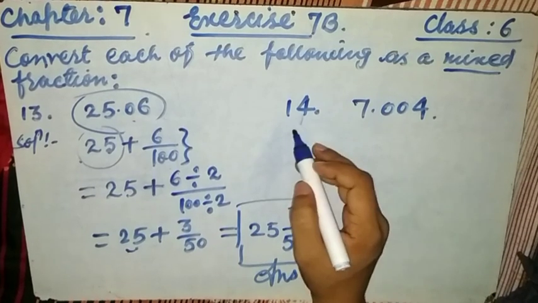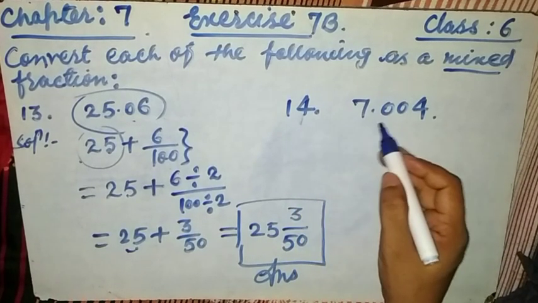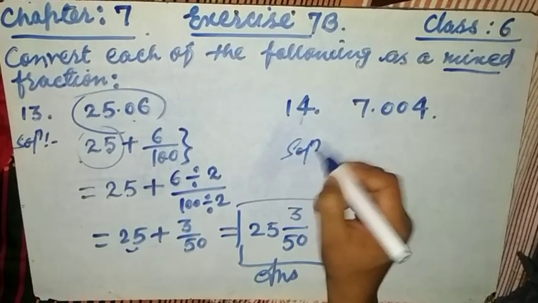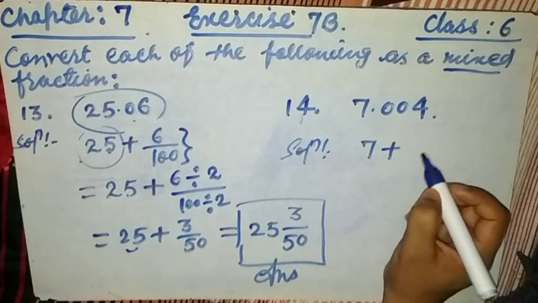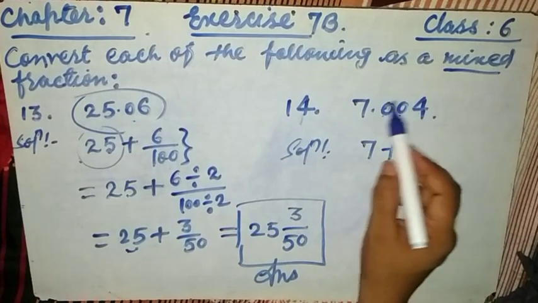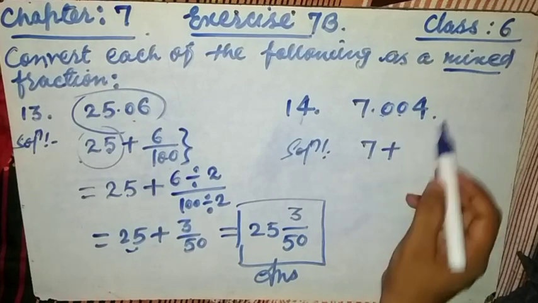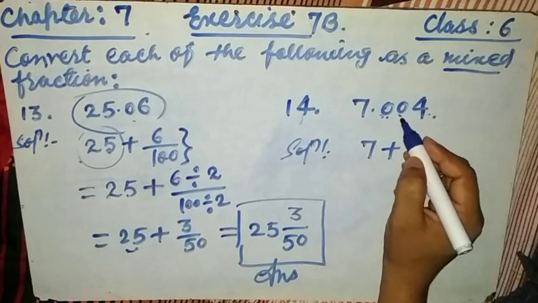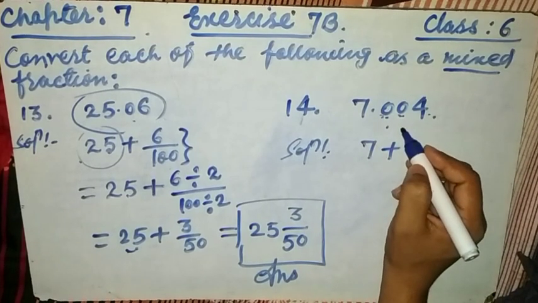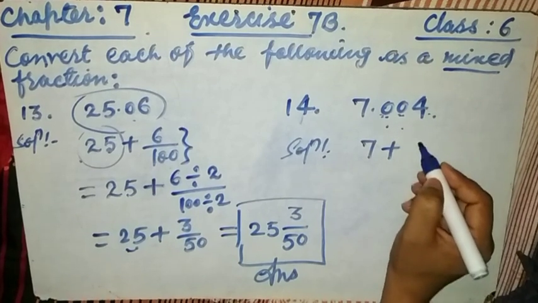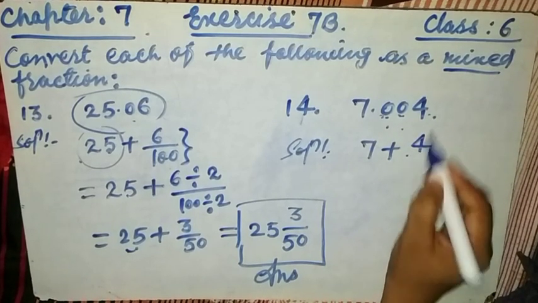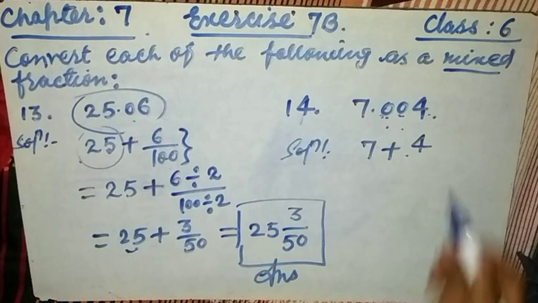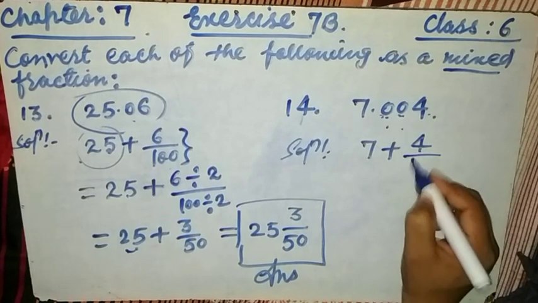Now friends, question number 14. See, 7.004. Same here, this could be written as 7 plus... Here have a look, friends, the number of digits after the decimal is 3, here 0 0 4. Now 4 is sitting in the thousandths place: 0 tenths, 0 hundredths and 4 thousandths. So it is 4 divided by 1000.